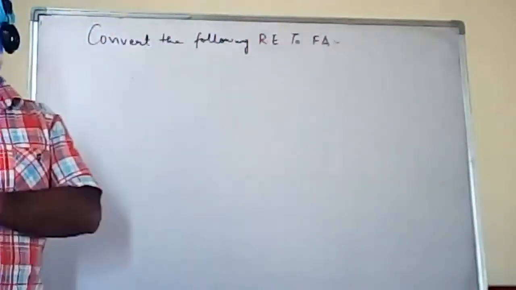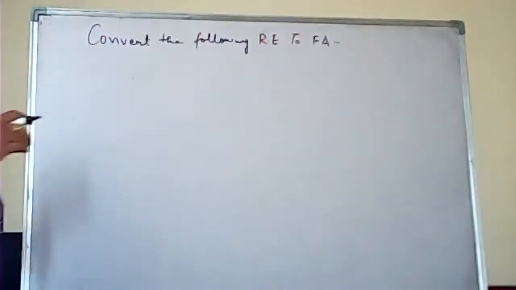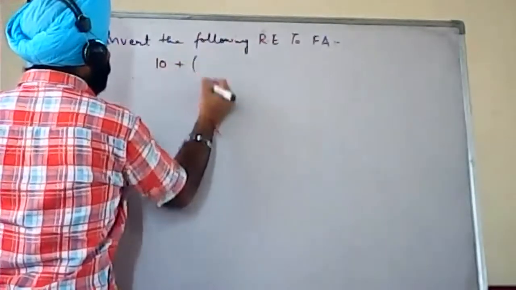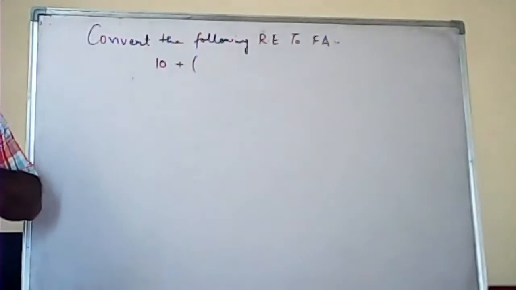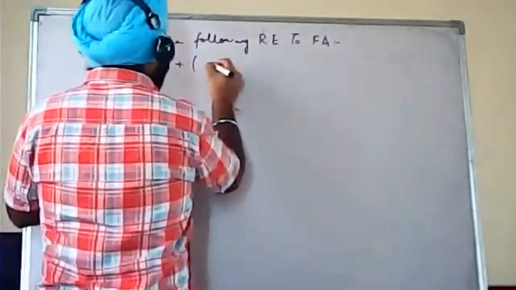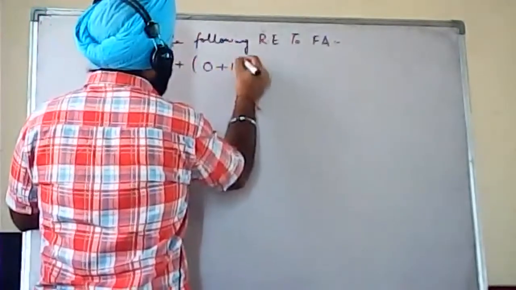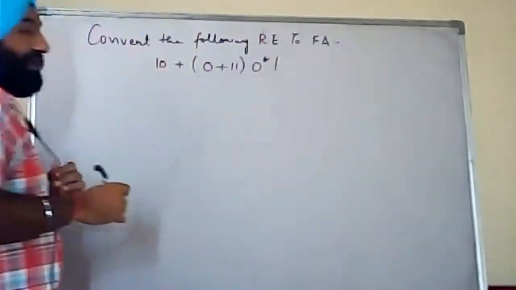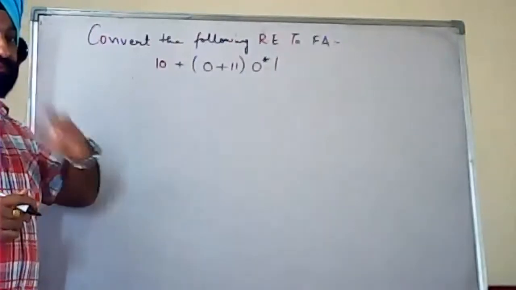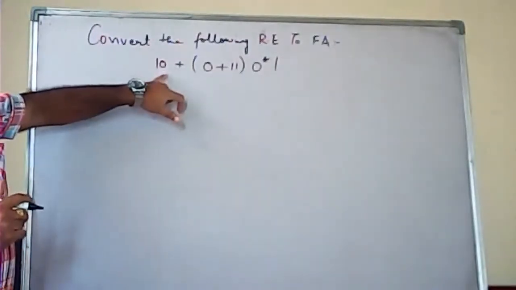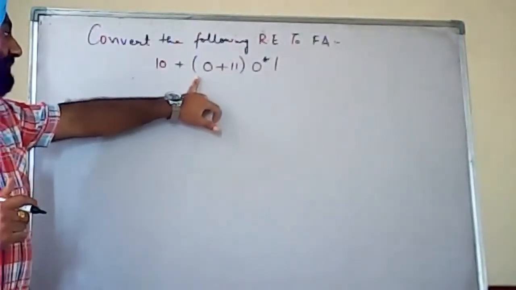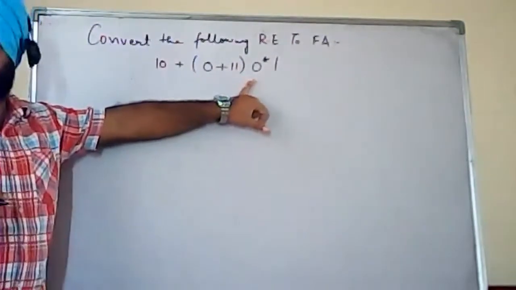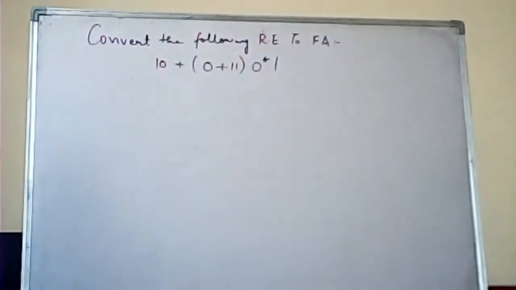Convert the following regular expression to finite automata. The expression which is given to you is 1 0 plus (0 plus 1 1) 0 star 1. So this is the expression given to you: 1 0 plus bracket open 0 plus 1 1 bracket close 0 star 1, right?